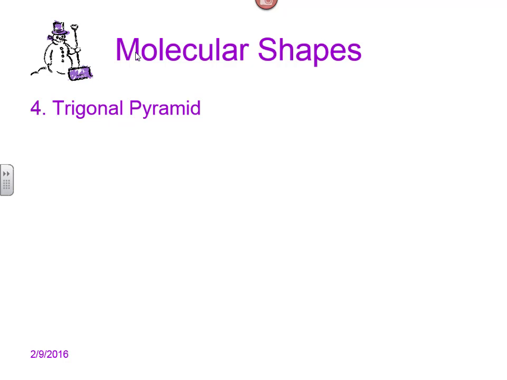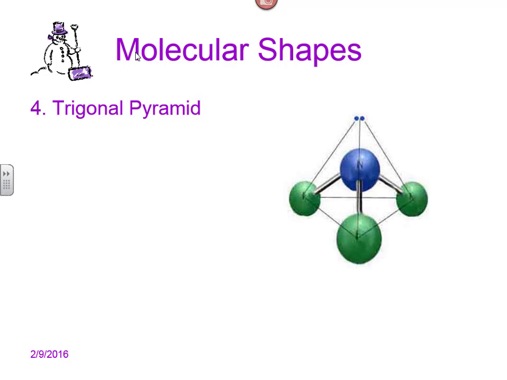Shape number 4 is called trigonal pyramid. So what would be different about this one? Yeah, it's not going to be flat anymore because pyramids aren't flat. Trigonal still means how many? 3. So we have 3 bonds, and we also have 1 unshared pair.